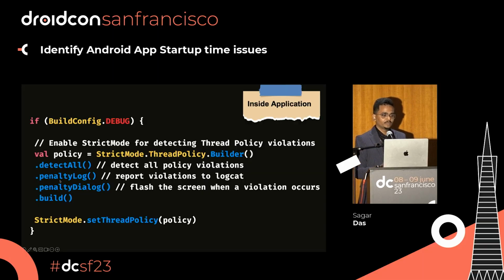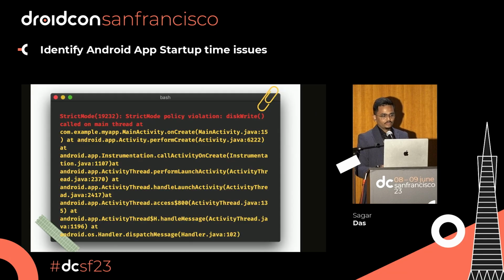The first way is penalty log. Sorry, the Android Studio IDE reports all that violation on the logcat, and the violation will look something like this. For example, if there is a disk write violation, you're going to clearly see a StrictMode policy violation, and then it's going to show you the line number of your file where the violation is occurring.